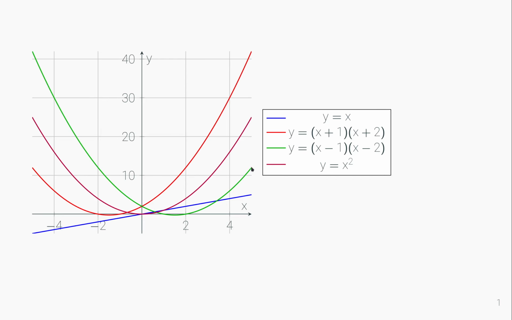So we cannot say that y is equal to x square is monotonically increasing, but for positive values of x, we can say that it is monotonically increasing. And we can say that for negative values of x, it is monotonically decreasing.